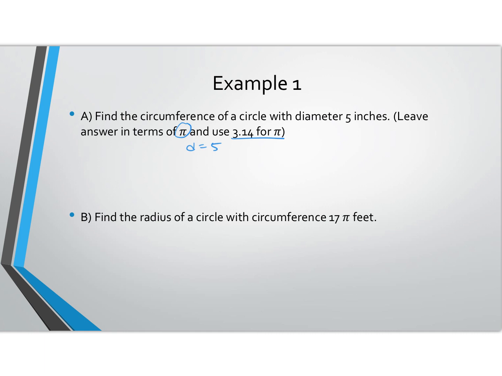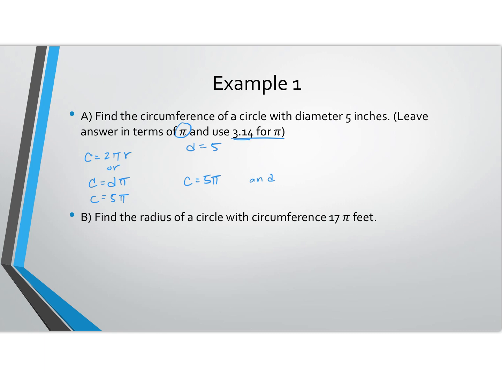So if the diameter is 5, I know that my circumference is 2 pi r, or my circumference is diameter times pi. Since they gave me the diameter here, I'll use the 5 pi. So I know that my circumference is 5 pi. That's an exact answer.